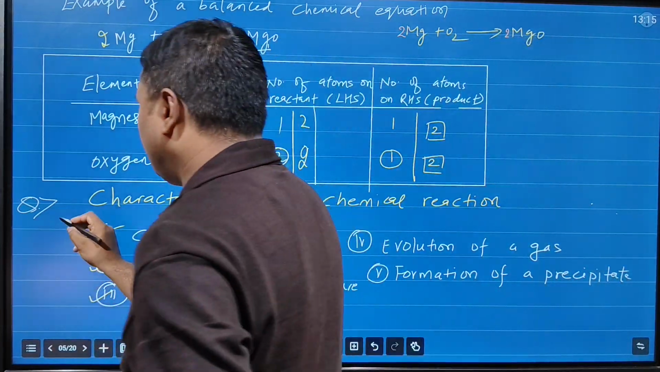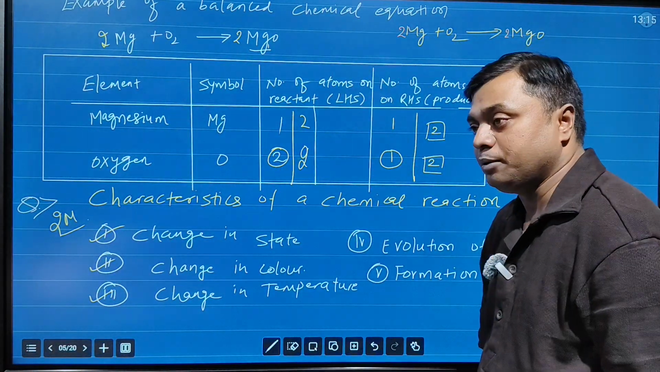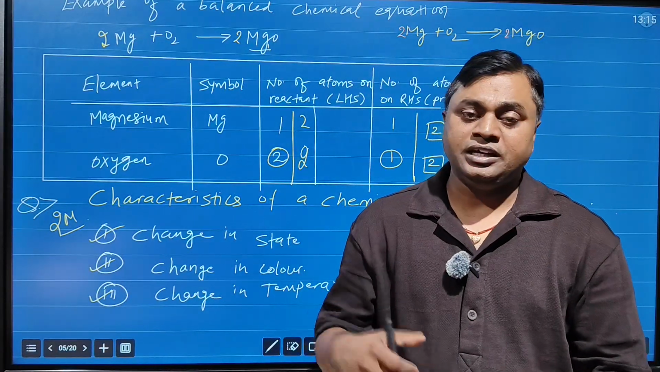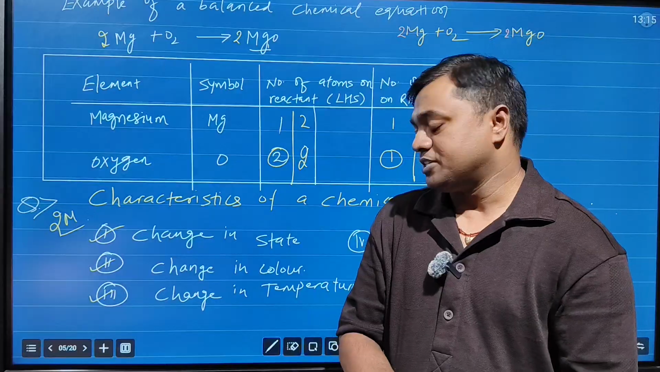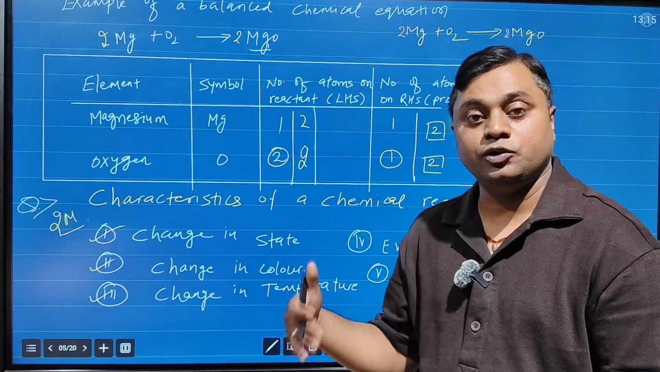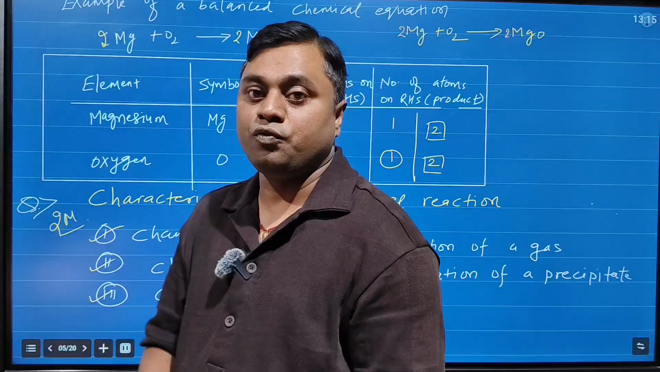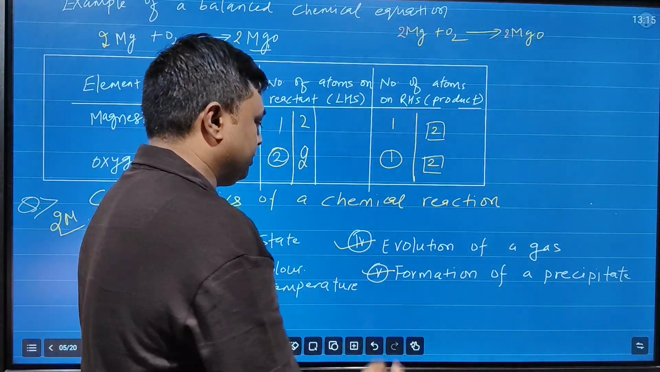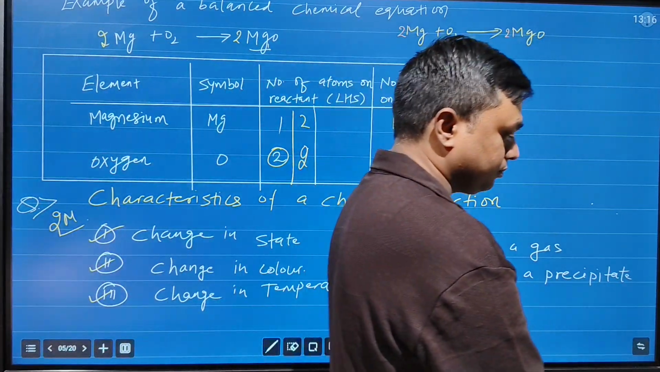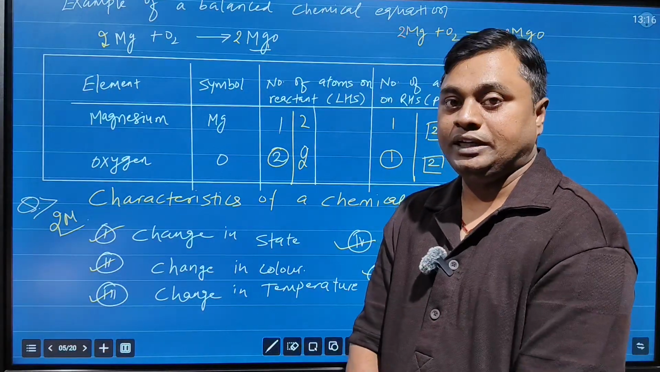Now, one question they may ask you for 2 marks: mention the characteristics of a chemical reaction, or how can you say that a chemical reaction has taken place. By certain characteristics only we can say. There are basically 5 characteristics: change in state, meaning solid to liquid, liquid to gas and so on; change in color; change in temperature; evolution of a gas; and formation of a precipitate. You can make a note of these also. These 2 marks questions are frequently asked in the board exams or your UT assessments.